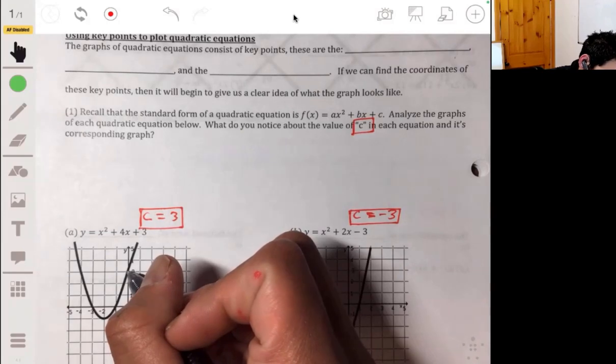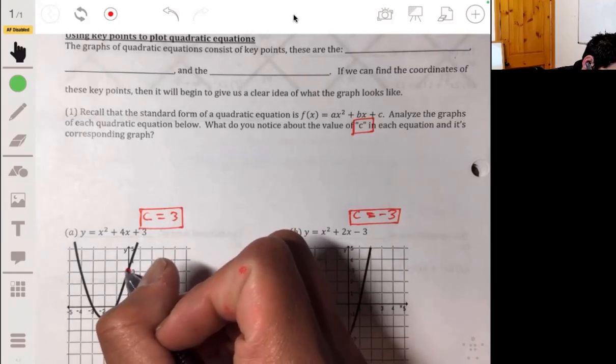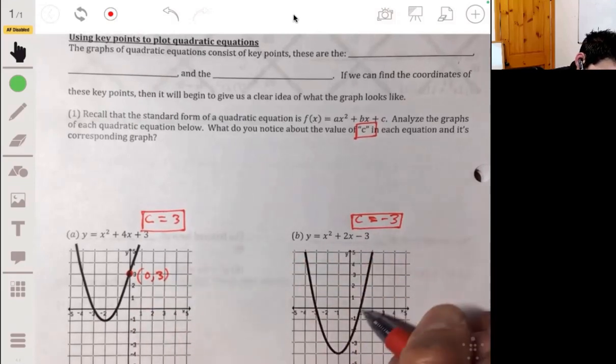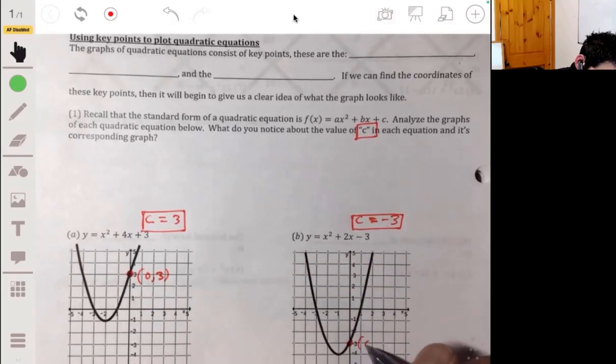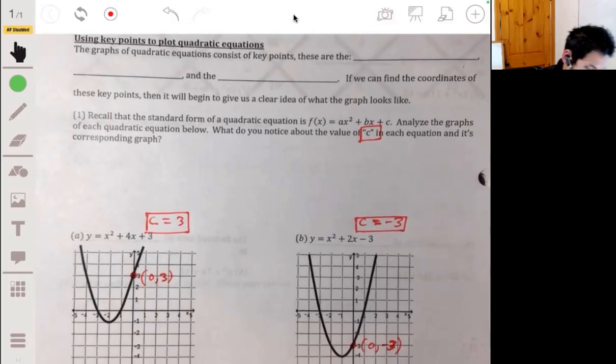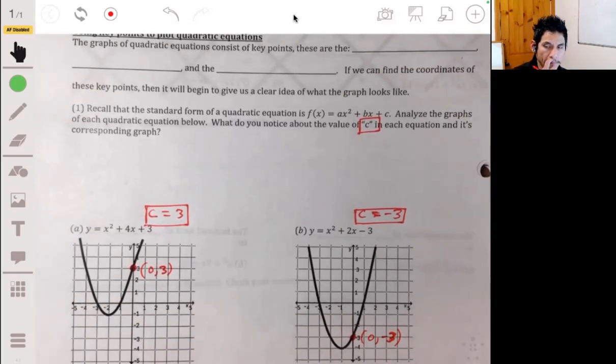What was that? I think I heard you guys say. Well, yes, this is the y-intercept. The y-intercept here is at 3, or (0, 3) as a point. And over here, it's at (0, negative 3). Wow. Now, that ain't no coincidence. There are some powerful math reasons behind why that is, and that's what we're going to go into next.